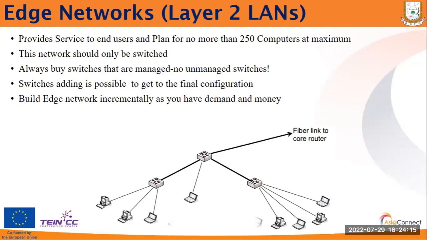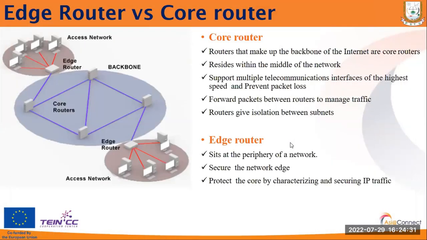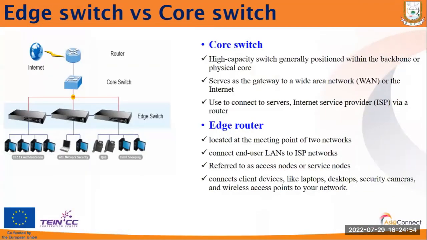Okay, so you can see the next image. See, there is an addition of switches, and these two switches also add more devices. Now, here is some difference. In the previous slide, we just learned some concepts about edge network and core network. Then what is edge router and core router? And also in the next slide, we'll see core switch and edge switch. Sorry, there is a mistake. It will be an edge switch.